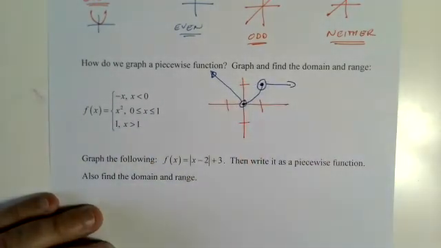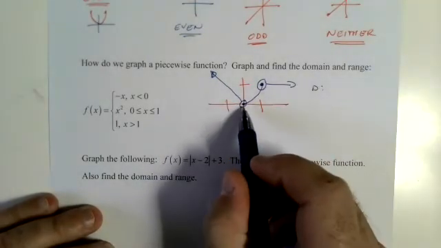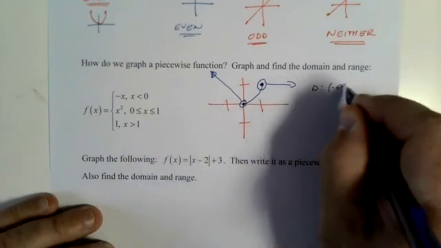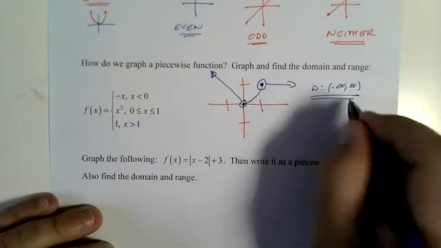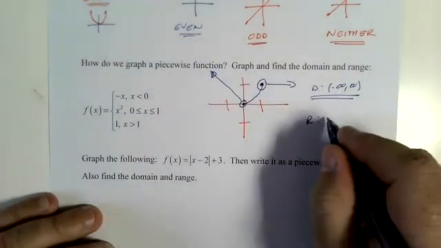Off we go. What is the domain? So that's why we have to look at the graph. Domain, I can put anything in and it works. So negative infinity to infinity. And the range, 0 and up, because it keeps going up that way.